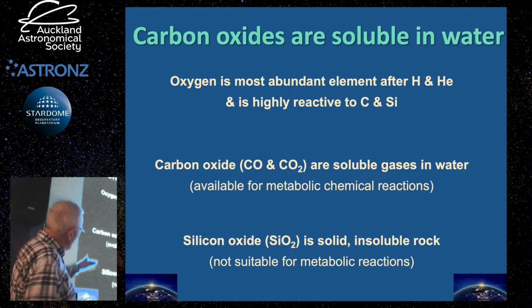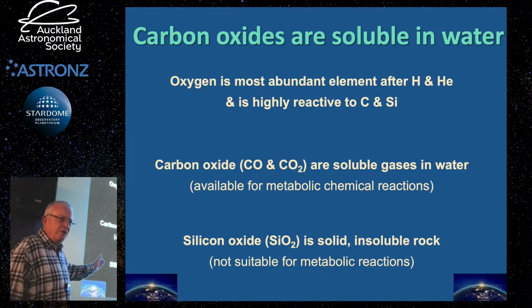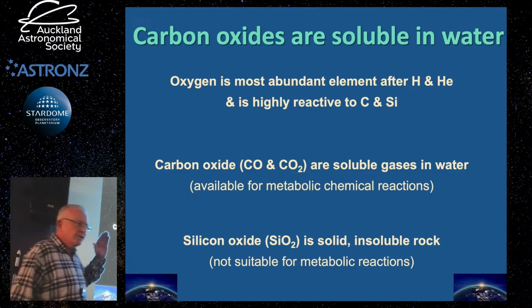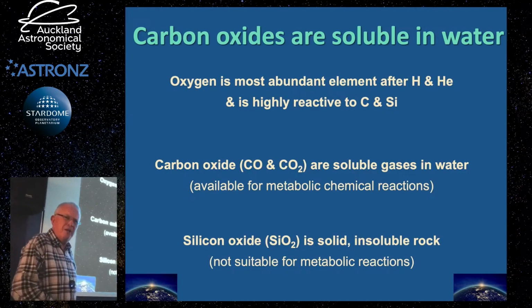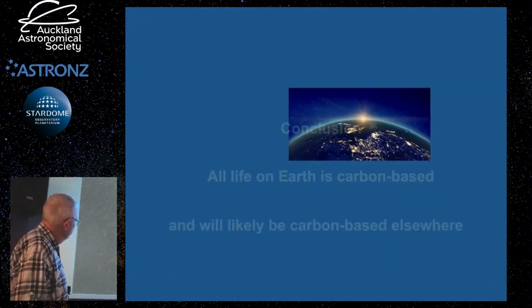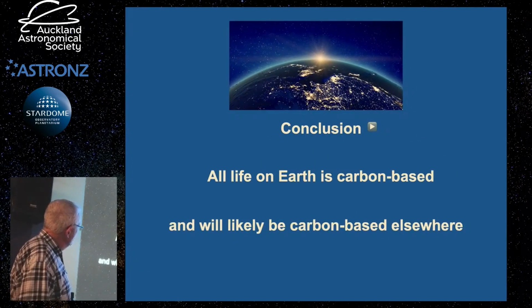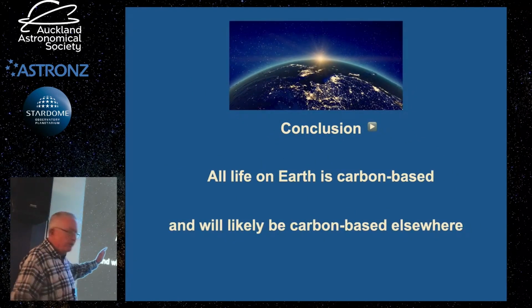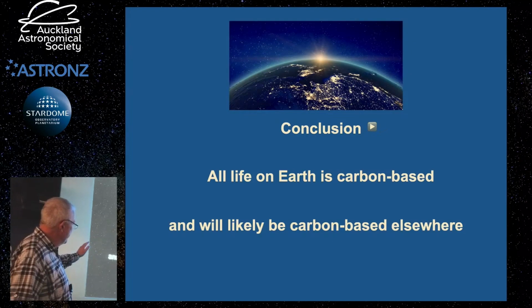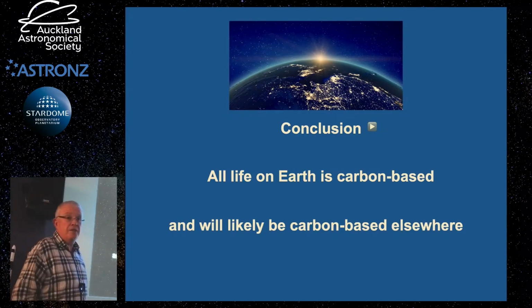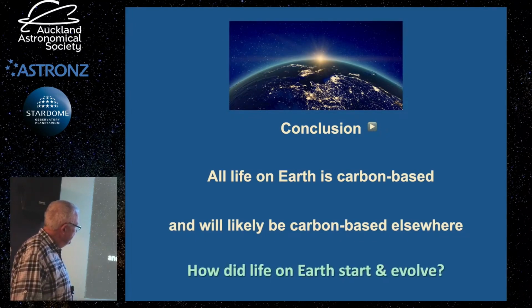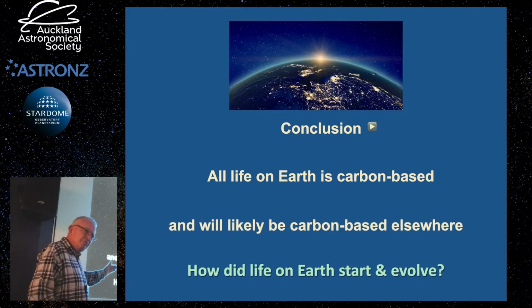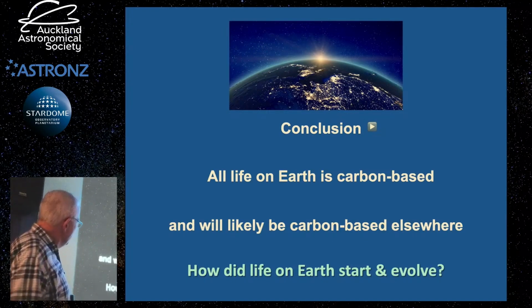So I hope I've convinced you that if we're going to be looking for life elsewhere, we don't want to have our blinkers on, but we're more likely to discover something related with carbon chemistry. So the conclusion from there is all life on Earth is carbon-based, and will likely be carbon-based elsewhere as well. Likely to be. Nothing in this world is certain except uncertainty, so don't put the farm on it, but most likely it's going to be carbon-based.